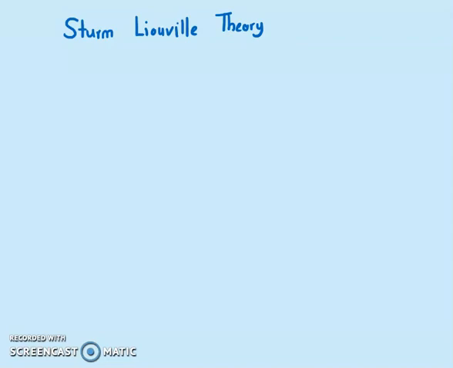Hi everyone, today we are going to look at how to solve a Sturm-Liouville problem. Okay, a Sturm-Liouville problem can be defined as (p(x) y')' + q(x) y + lambda omega(x) y = 0. This is the standard form.